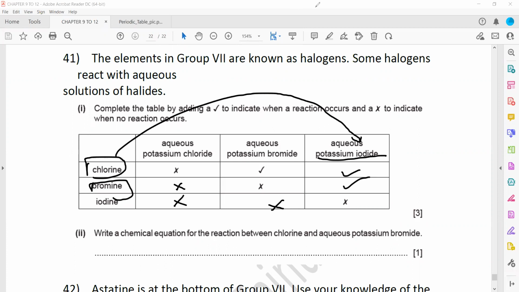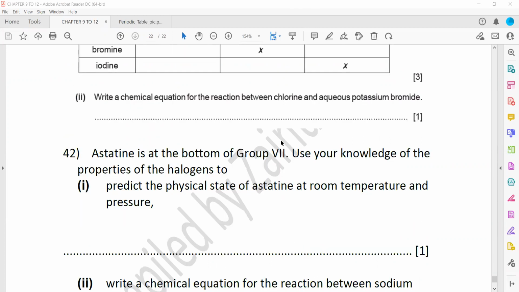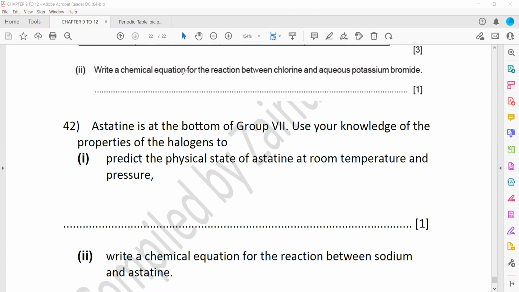Then write a chemical equation for a reaction between chlorine and potassium bromide. You should write it with correct symbols. Chlorine is a non-metal and exists as a diatomic molecule. Potassium is group 1, plus 1, and bromine is group 7, minus 1, so potassium bromide is KBr. First you complete the reactants and products: chlorine will displace bromine from potassium bromide, producing potassium chloride plus a bromine molecule. Then balance the equation, 2 here and 2 on this one.